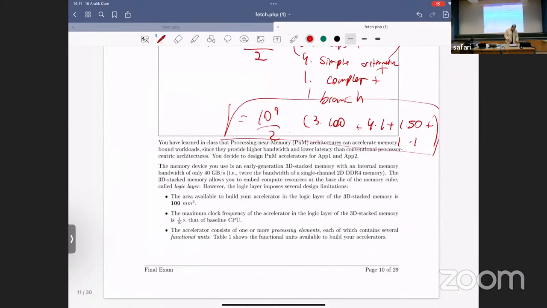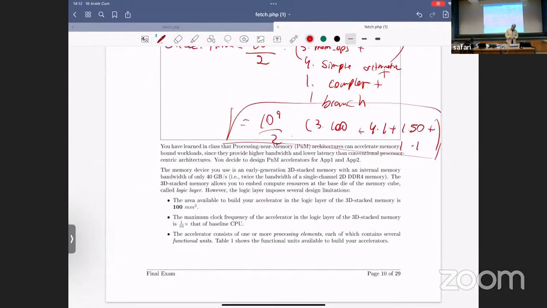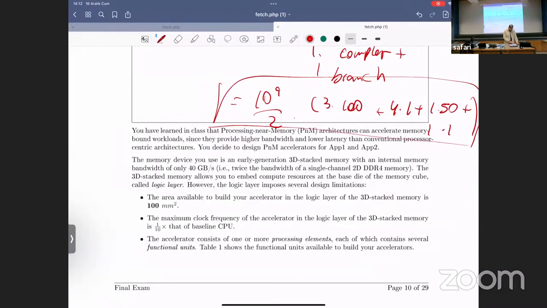Okay, great. So now we are going to implement a processing-near-memory accelerator for this architecture. And here it gives you some of the limitations of the processing-in-memory architecture that you're going to design. You're going to design an accelerator in the logic layer of a 3D-stacked memory, which can provide your accelerator 4 gigabytes per second of memory bandwidth. At the same time, you have an area envelope of 100 square millimeters. And the clock frequency of the accelerator, because it's in DRAM, is going to be lower than in the CPU, one tenth of what the baseline CPU can run.